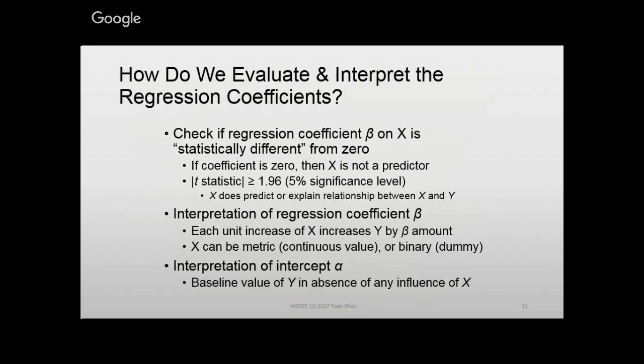We're looking for a t-statistic of greater than or equal to 1.96, or sometimes a p-value that's less than or equal to 0.05. Okay, and so the interpretation is that if beta is statistically significant, and you increase x by 1 unit, you would change y by beta. So beta could be positive or negative. Okay. And the interpretation of the alpha, the intercept, is that in the absence of any x, this is your average effect.